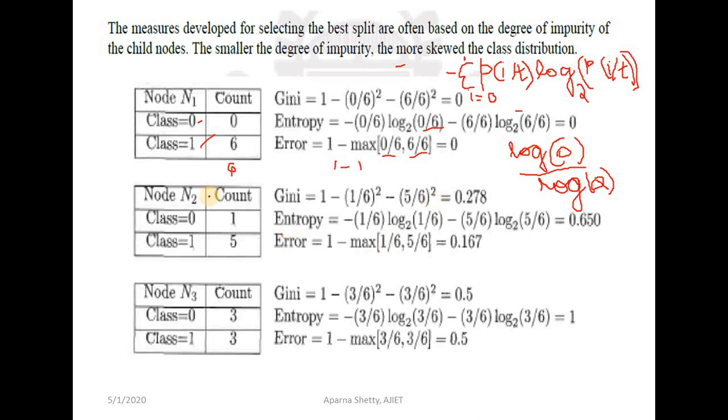In the same way, for node N2, we will calculate the Gini, entropy and error. They have given the count for class 0 as well as the count for class 1, 1 and 5. The total count over here is 6 again, correct? 1 plus 5, total count is 6. So same way we have to calculate the Gini, entropy and error. Similarly for node N3, we have to calculate the Gini, entropy and error. Here also the total count is 6.